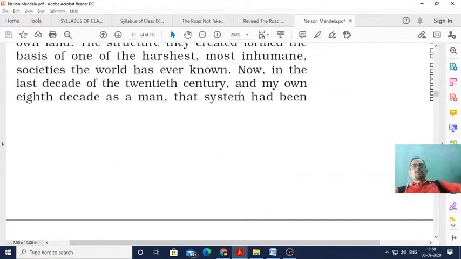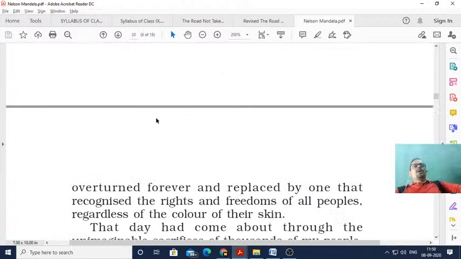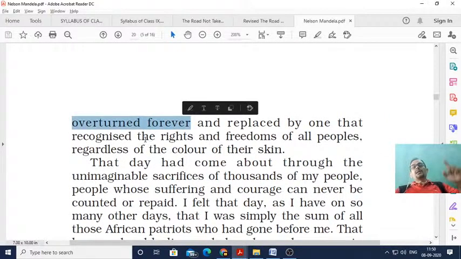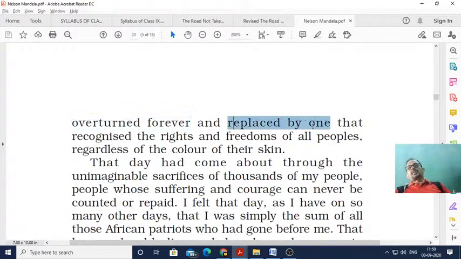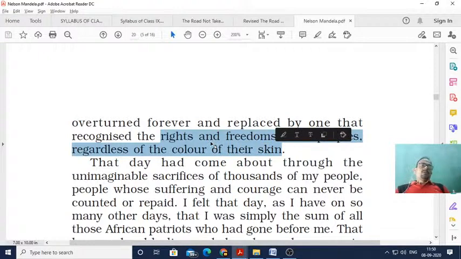So you understood, dear students? This line, once again let me read out. Now in the last decade of the 20th century and my own 8th decade as a man, that system had been overturned forever. That system means that discriminatory white political system had been overturned, and that white apartheid political system had been replaced by the democratic political setup of South Africa, where the rights and freedoms of all the people, irrespective of the color of their skin, will be granted. All the people will have the same rights and freedoms of expression.